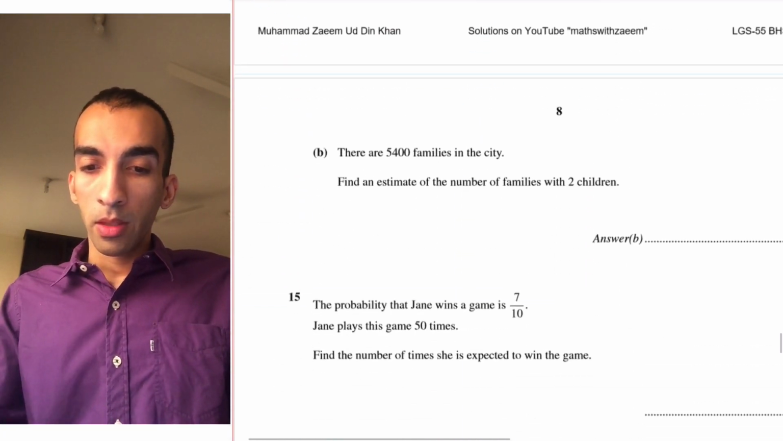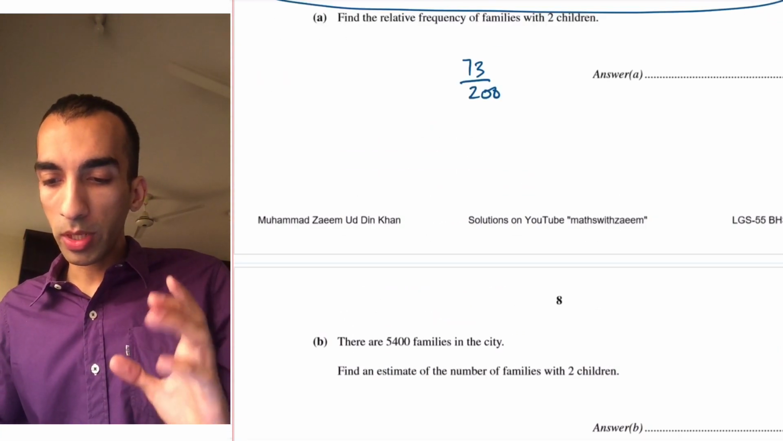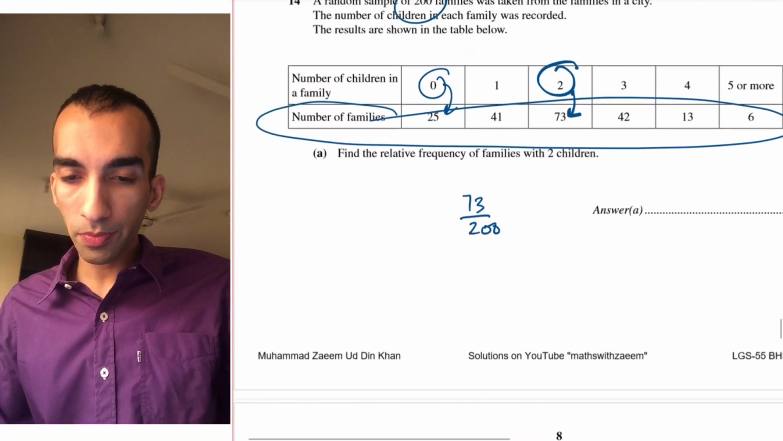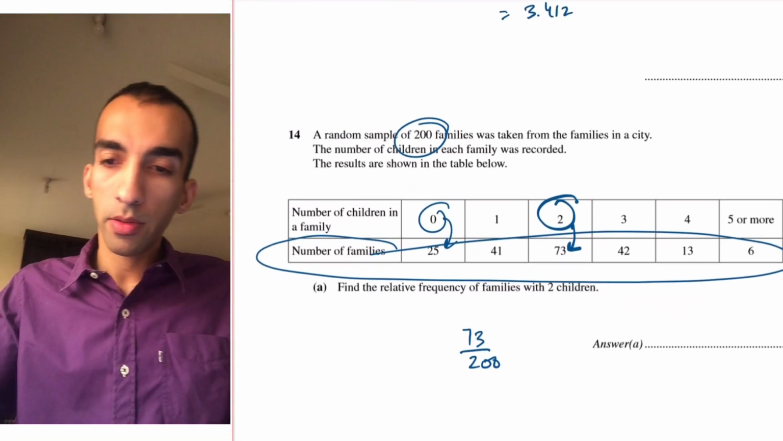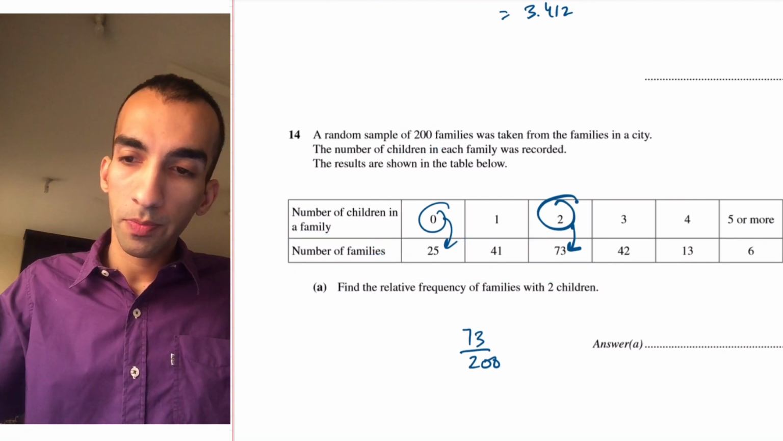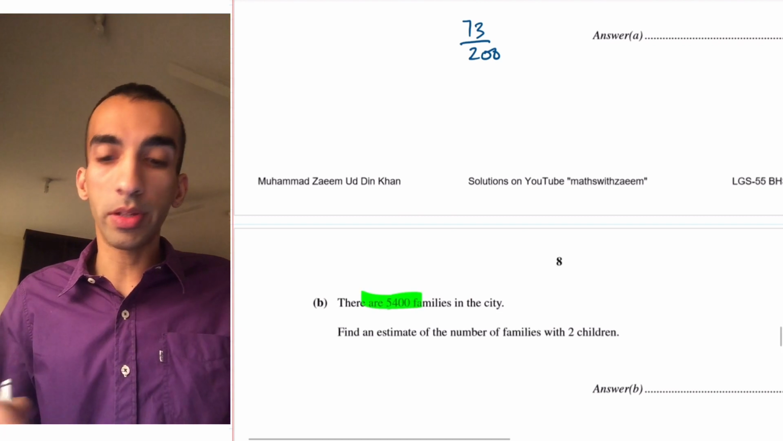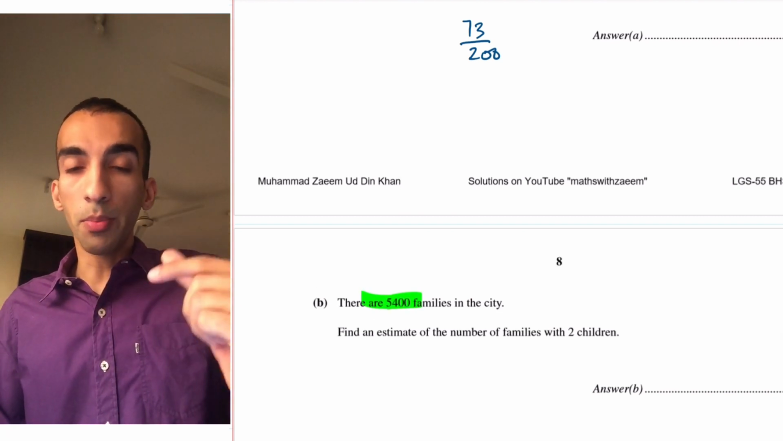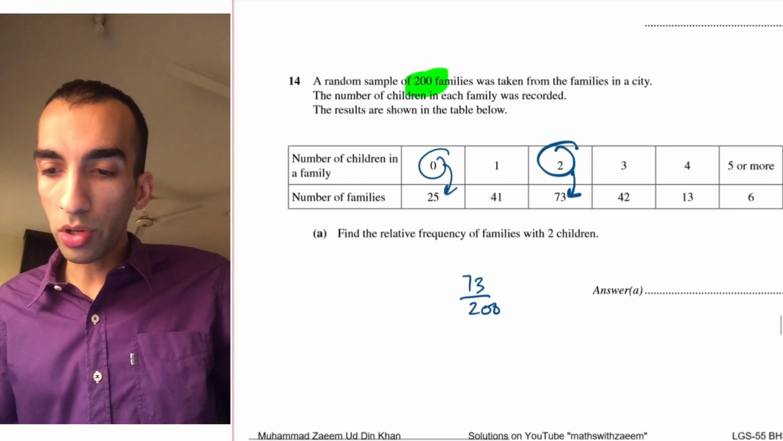Alright. There are 5,400 families in the city. Find an estimate of the number of families with 2 children. So instead of saying there are 200 families, remember, they initially said there are 200 families. Now they're saying there are 5,400 families in the city. Find an estimate of the number. They're not asking for the probability, they're asking for the quantity of the number of families with 2 children.